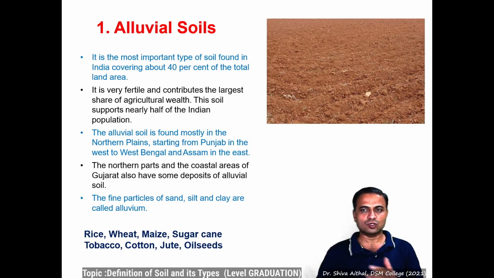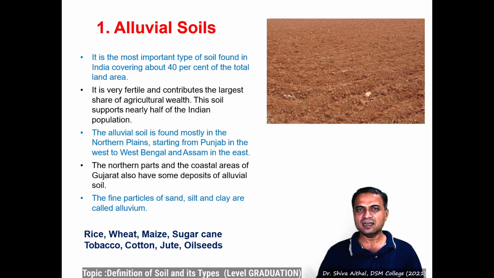Now alluvial soil, see the figure over there. It is mostly found in northern plains, that is Punjab. From Punjab to Bengal and Assam, these soils are very common. It is the most important soil found in India, covering 40% of total land area. 40% of India's land area is alluvial soil.